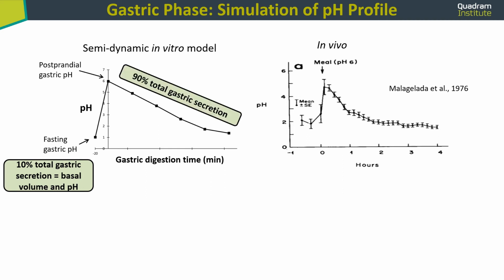Then the pH gradually declines to the fasted state pH by the continuous delivery of the remaining 90% of the gastric secretion, including hydrochloric acid, electrolytes, and enzymes. Just to note that the gradual emptying of chyme will also help to lower the pH due to the reduction of the buffering capacity during digestion.